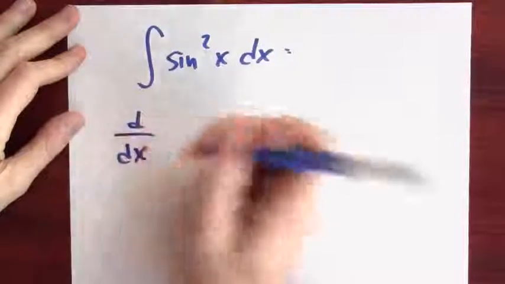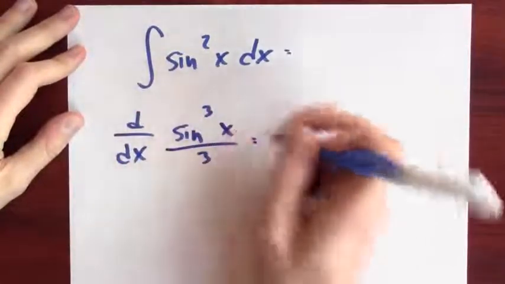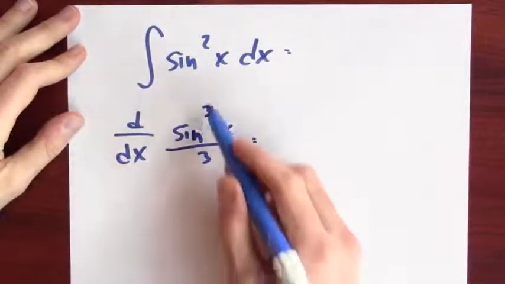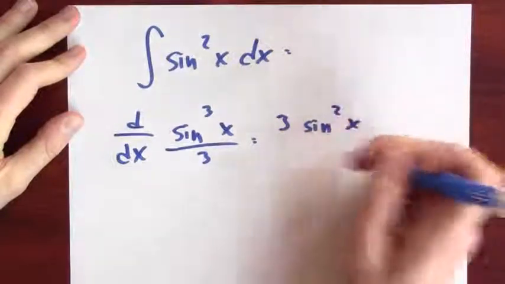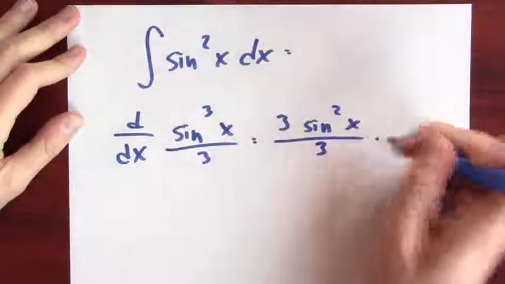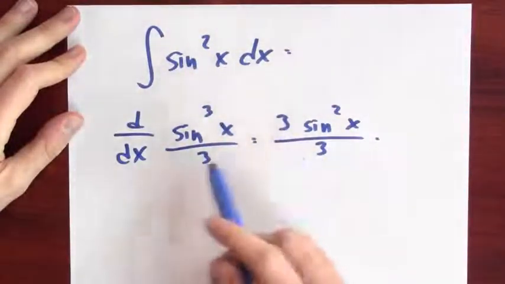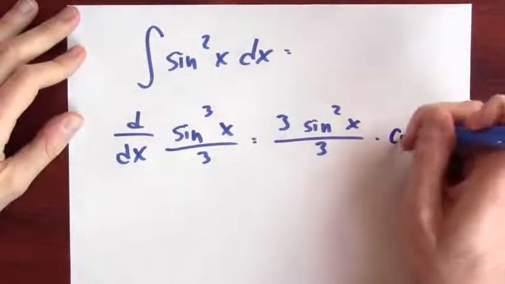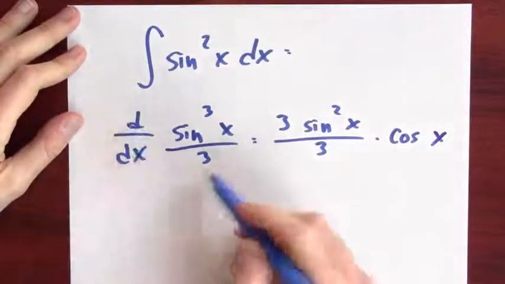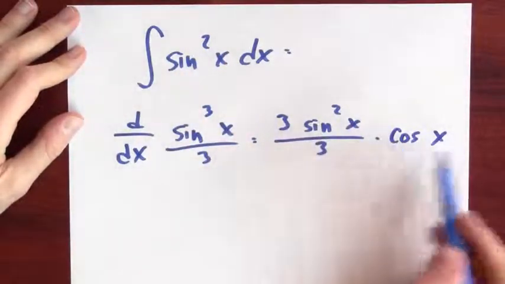Well, maybe my first guess for such a function might be sine cubed over 3. Because if I differentiate this, I'm differentiating the outside function, which is cubing. So it's 3 times the inside function squared divided by 3. And that's looking good. There I've got a sine squared x. The problem is that now I've got to multiply this by the derivative of the inside function, which is sine, and the derivative of sine is cosine. So the derivative of this is not sine squared x. It's sine squared x times this extra cosine. Oh, it seems really hard.